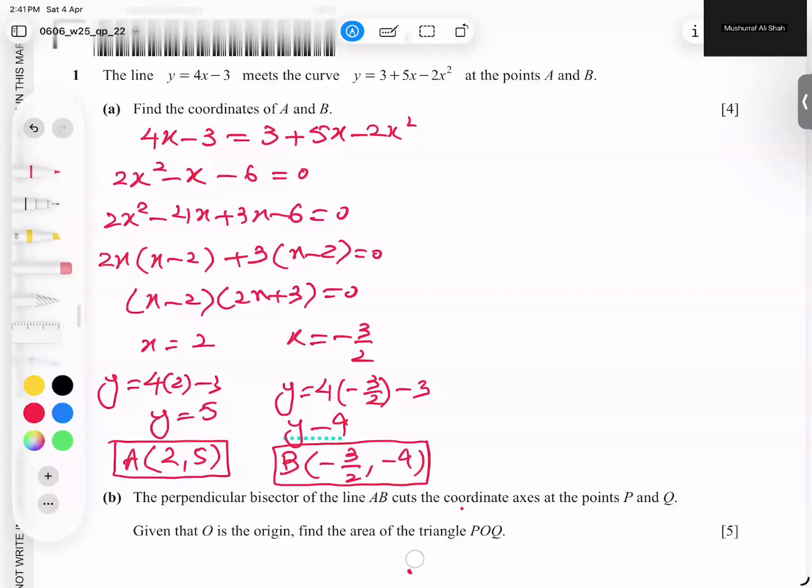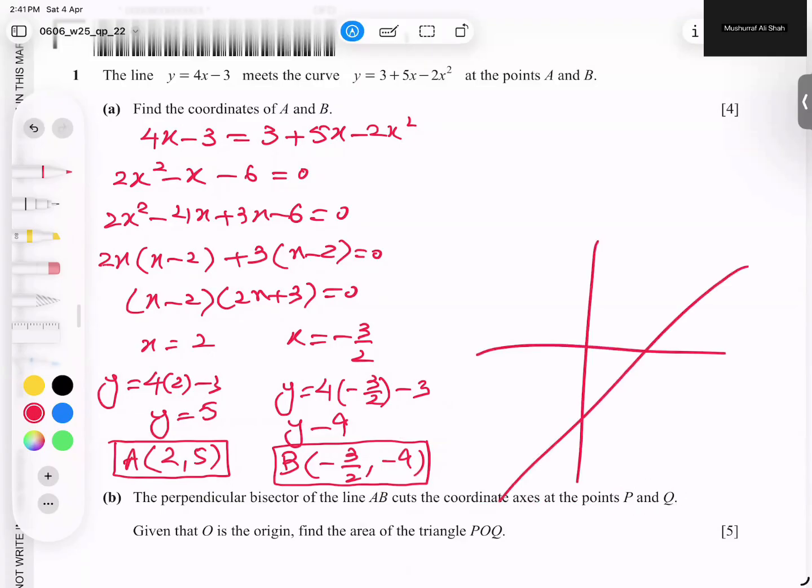Okay, students, next part. He's saying the perpendicular bisector of AB. It means we have to find the perpendicular bisector of AB. It cuts the coordinate axes at P and Q. It means just a rough idea. So maybe the line cuts like this, and this coordinate. And here x, here y is 0, and here x is 0. He labeled one P and one Q, and O stands for origin. Find the area of this triangle.